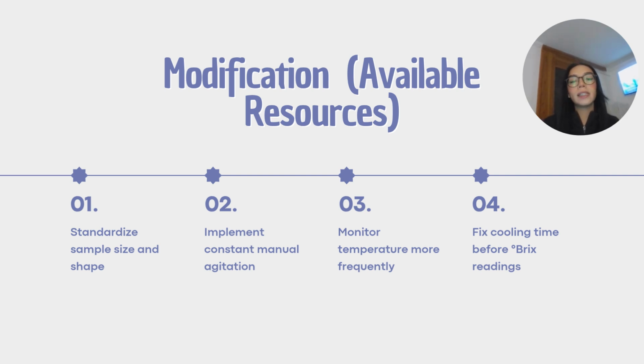Regarding temperature instability, I would recommend more frequent monitoring and minimizing heat loss by covering the system during the experiment. Additionally, for the degrees Brix measurements, I will establish a fixed cooling time before taking each reading. This ensures that the measurements are taken under the same conditions, improving consistency. These changes are simple, do not require additional equipment, and can significantly reduce experimental error.